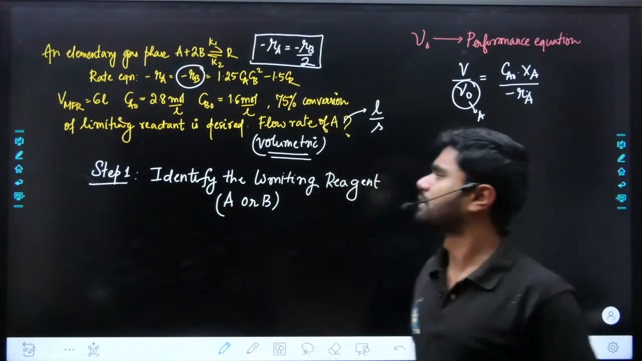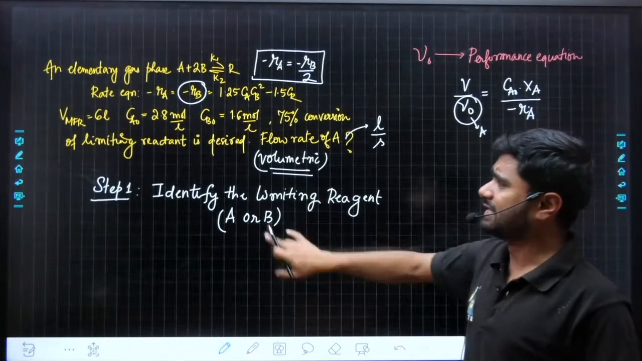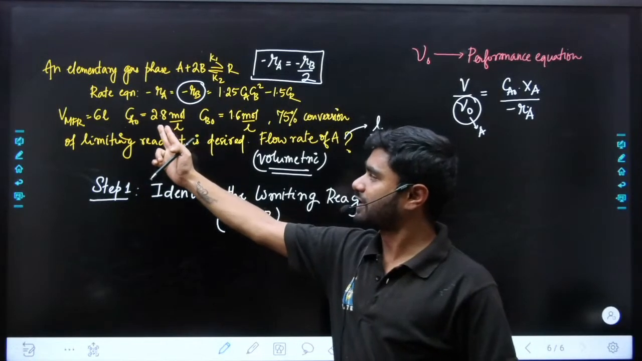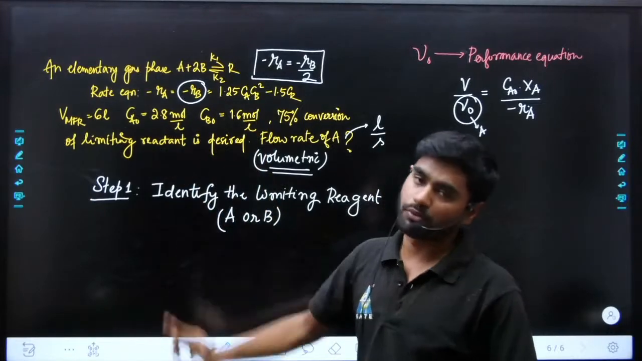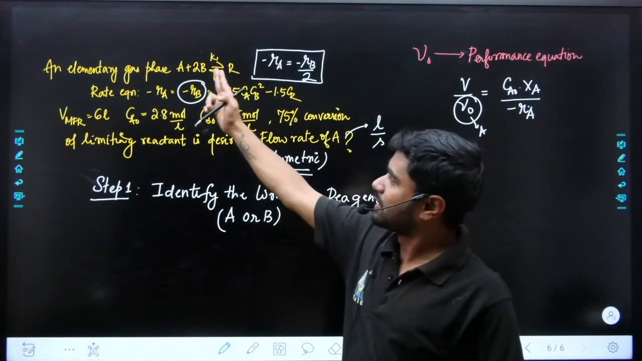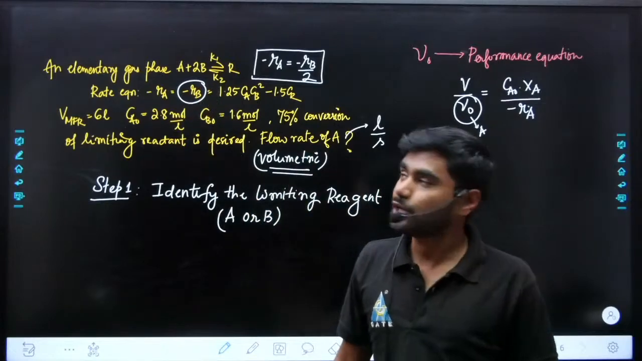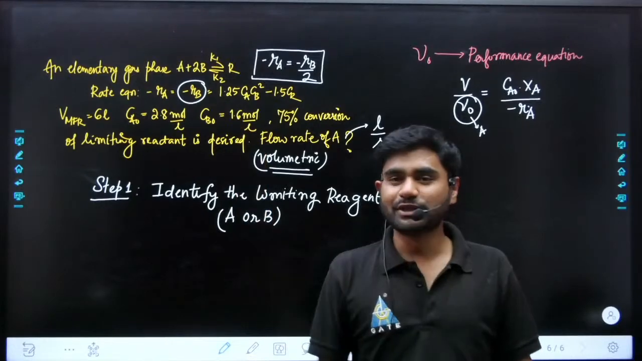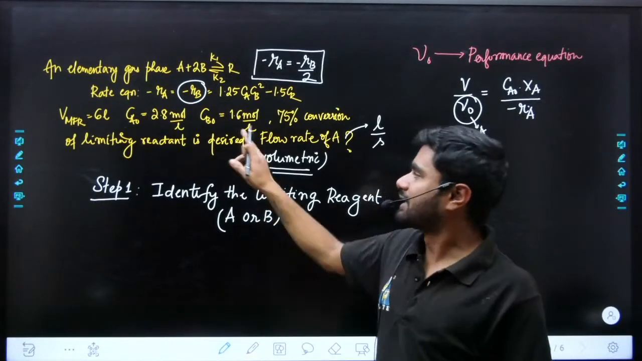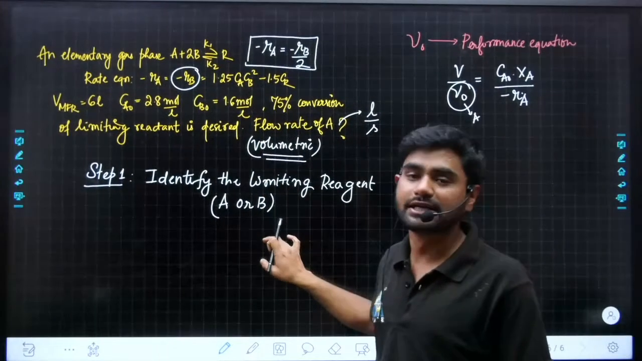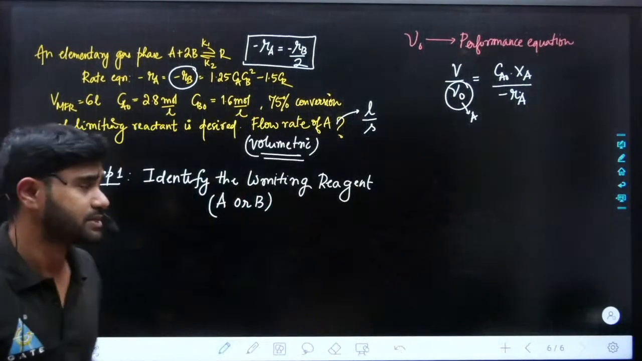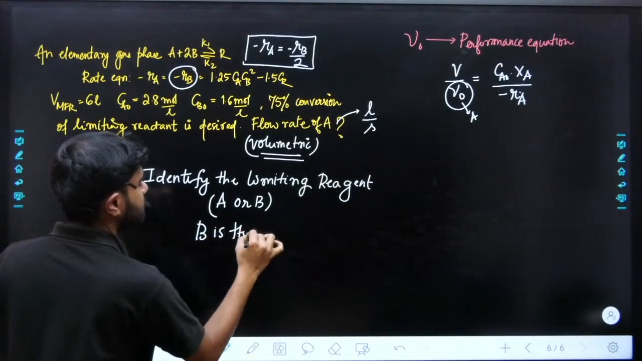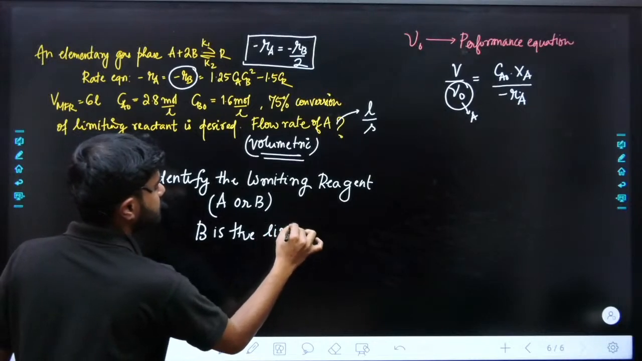Just check the initial concentrations of A and B. First we need to make sure what is the initial concentration of A and B. Ca naught is 2.8, Cb naught is 1.6. When we see the equation, for every 1 mole of A we have to use 2 moles of B. So according to given values of Ca naught and Cb naught, it is quite inevitable that B is your limiting reagent, basically. So B is the limiting reagent.